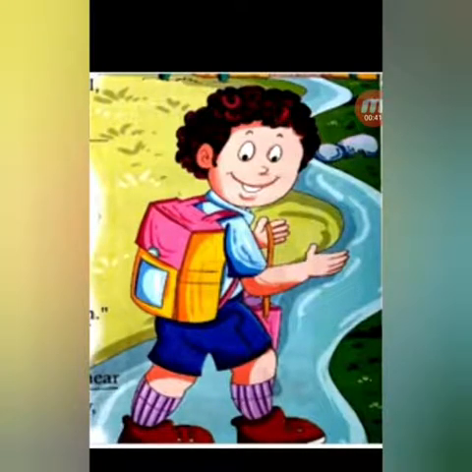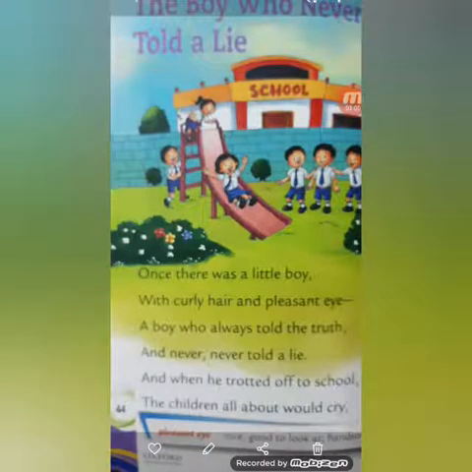Once there was a little boy with curly hair and pleasant eye, a boy who always told the truth and never, never told a lie. Will you please find the rhyming words, that is the words that sound the same at the end. Lie. And when he trotted off to school, the children all about would cry.